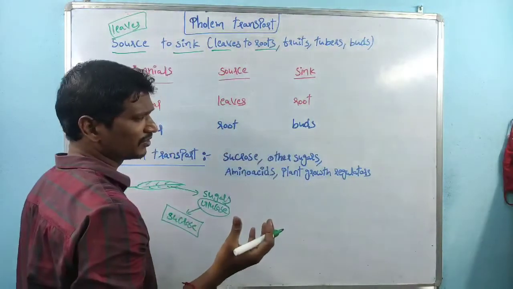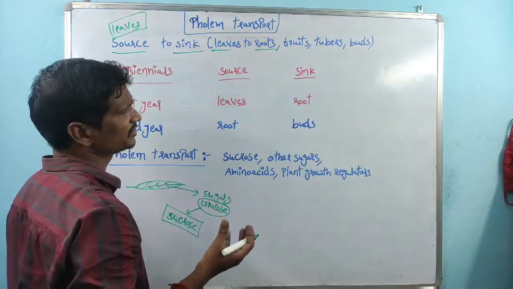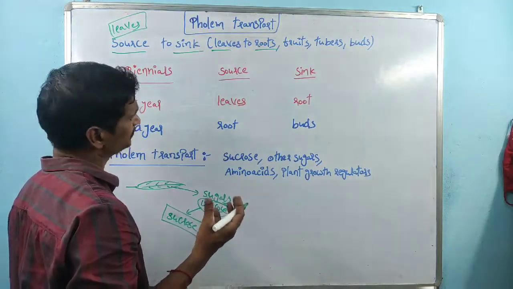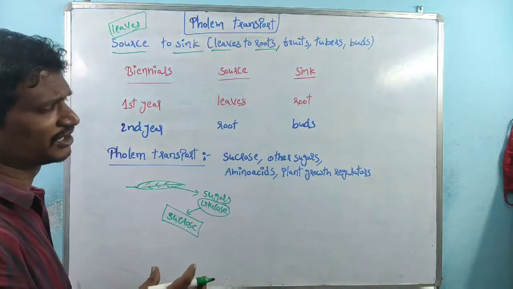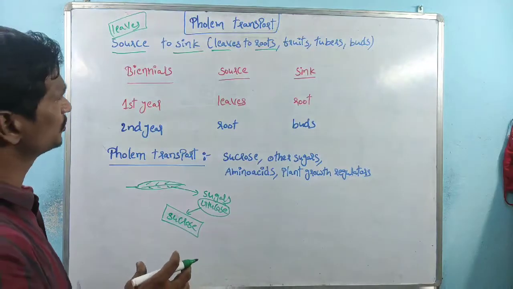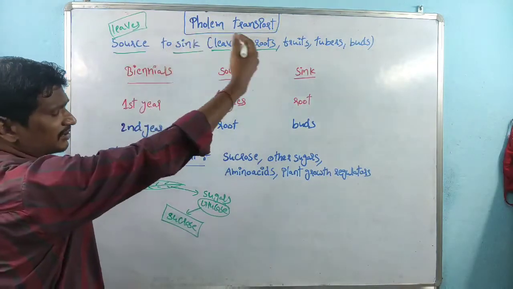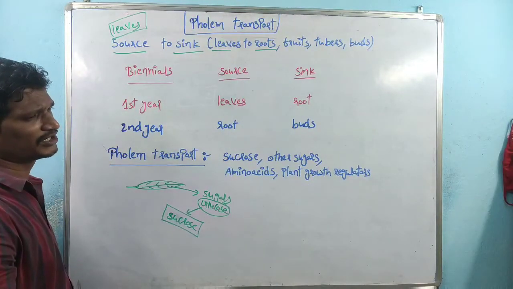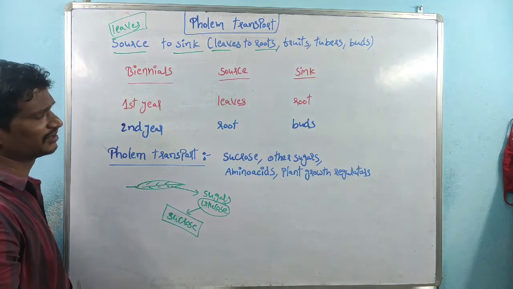Some of the roots are involved in the storage of carbohydrates, tubers maybe, the stem tubers are involved in the storage of carbohydrates, and some of the buds are also involved in the storage of carbohydrates. So here, source is the leaves in this case, and sinks are different parts. Wherever the carbohydrates are stored, those parts are considered sinks, right?